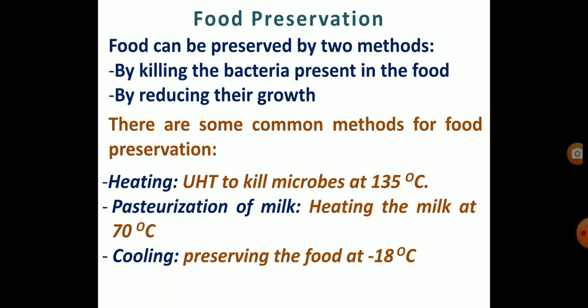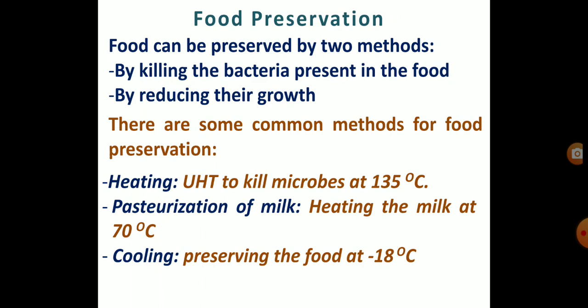So there are different ways by which we can preserve food. How can we preserve food? By killing the bacteria present in the food or by reducing their growth. There are some common methods for the preservation of food. First is heating: UHT, ultra heat treatment.